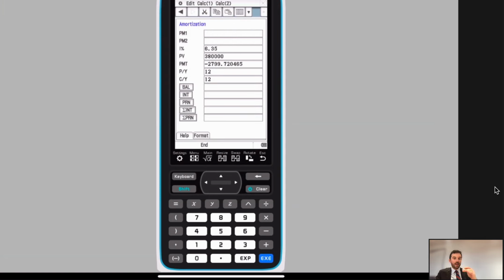PM1 is where you're going to start counting from. So we're going to start counting from with payment period 1. We're going to count all the way to when the loan finishes, which goes up to 240. Okay, that's 20 years in. Click the sum of interest and you get 291,932.92.